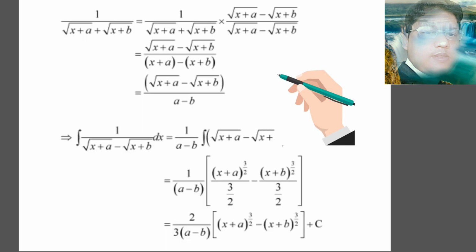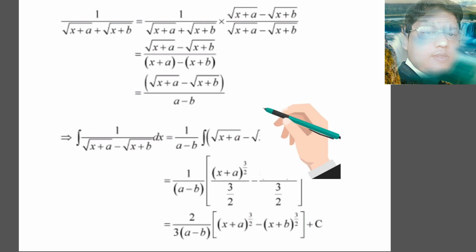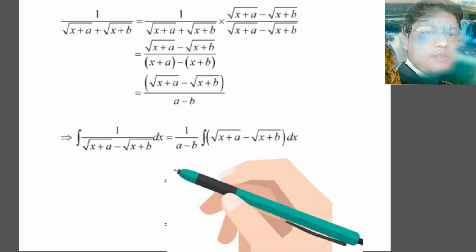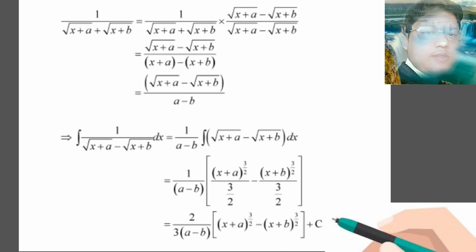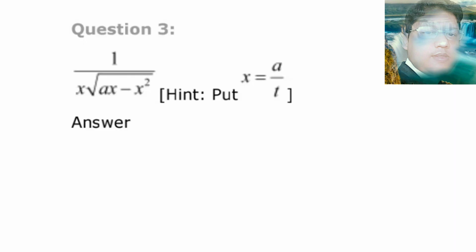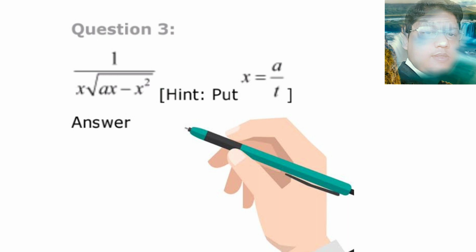Next, question number 2. I multiply the numerator and denominator, that means I have to rationalize this because it is under roots. If any question is given under root, you have to rationalize. For the numerator I get 1 upon a minus b, integrate under root of x minus a minus under root of x minus b. If I integrate, I get this part because of the power half and 3 upon 2 power, and it is the answer.